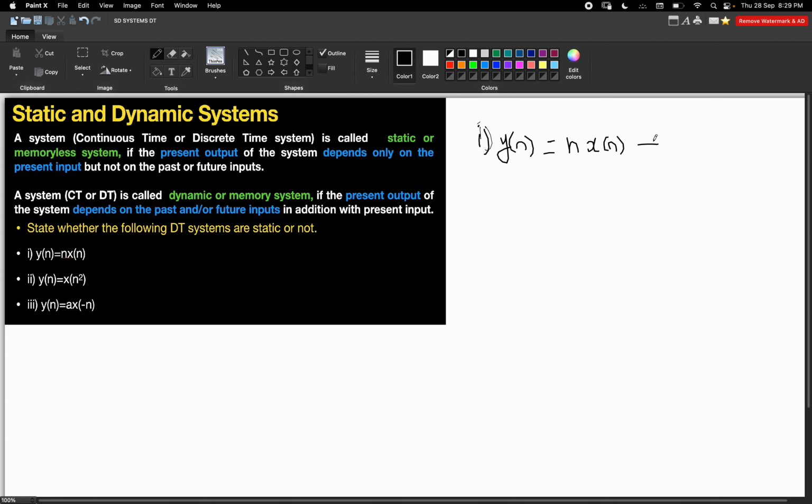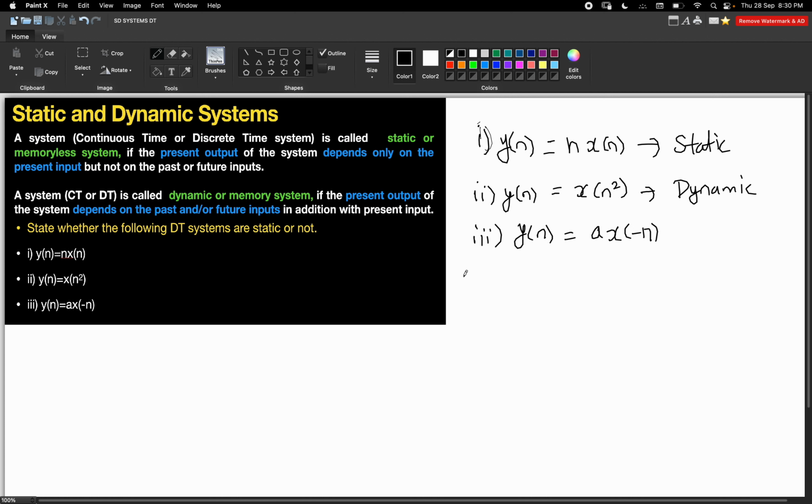So this is a static system. As you know, the present output depends only on the present input. And the second system is a dynamic system. Here the system equation is just varying by the variable from what we have seen in the previous problem. We have seen x of t square, here we are having just x of n square. You just refer to the previous content. It's a dynamic system.